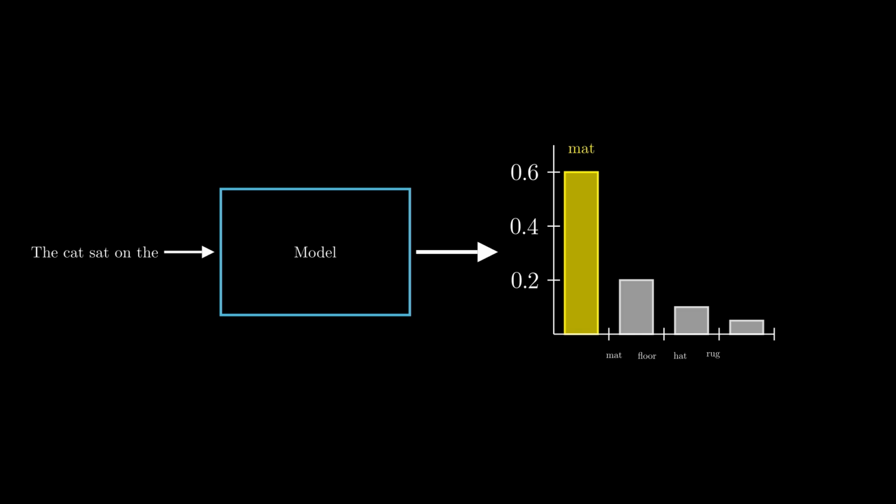Next, the model needs to pick one. For now, let's assume it uses a simple strategy and just picks the word with the highest probability.